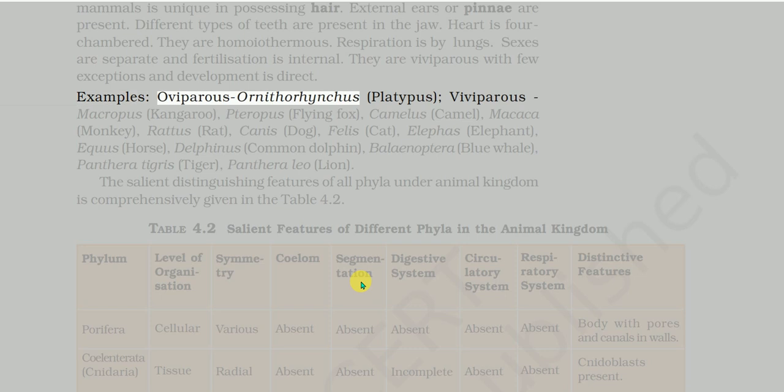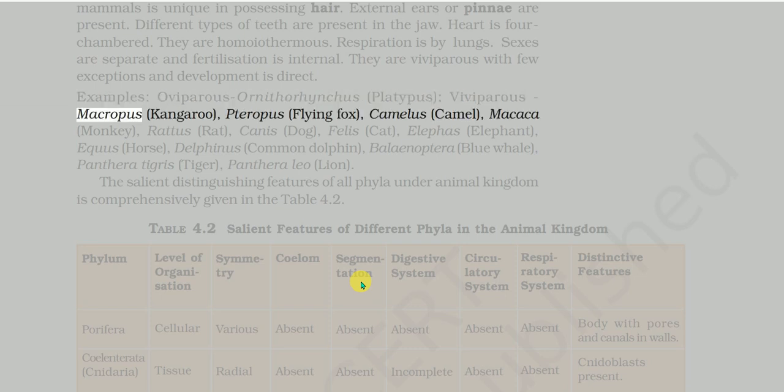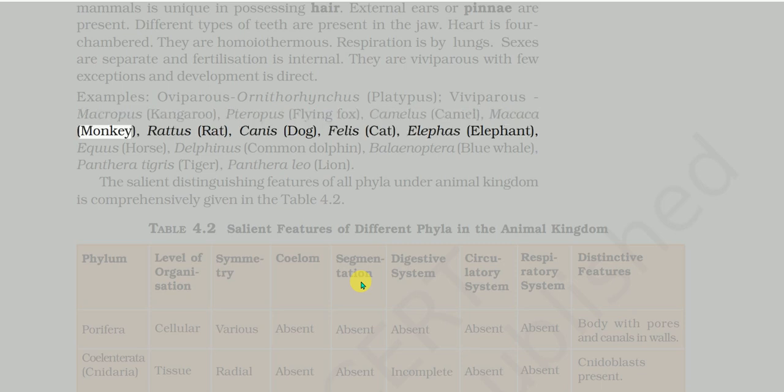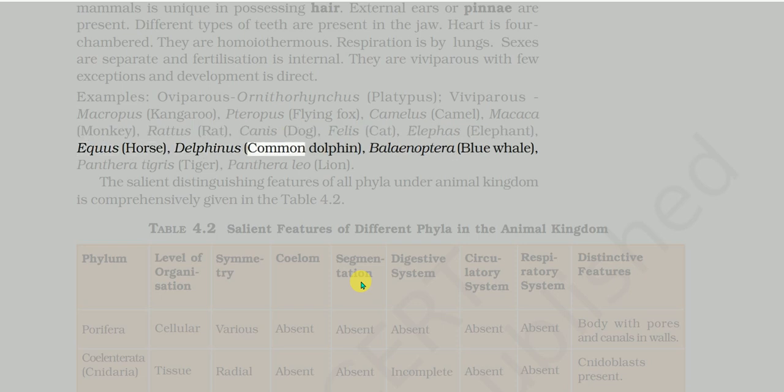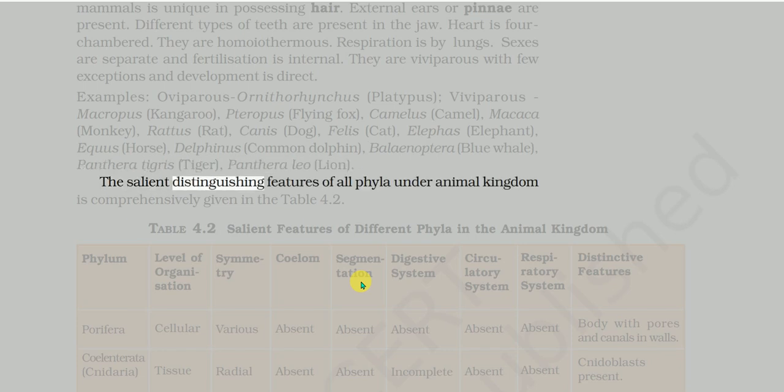Examples: oviparous Ornithorhynchus, platypus; viviparous Macropus, kangaroo; Pteropus, flying fox; Camelus, camel; Macaca, monkey; Rattus, rat; Canis, dog; Felis, cat; Elephas, elephant; Equus, horse; Delphinus, common dolphin; Balaenoptera, blue whale; Panthera tigris, tiger; Panthera leo, lion. The salient distinguishing features of all phyla under Animal Kingdom are comprehensively given in Table 4.2.